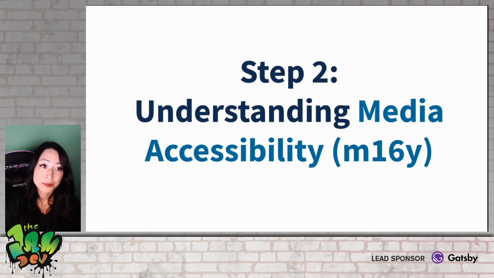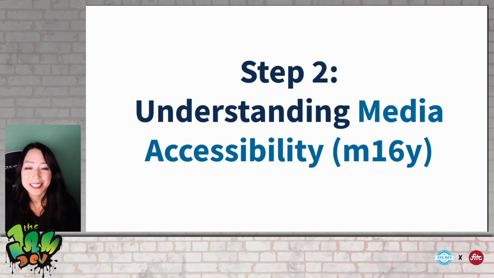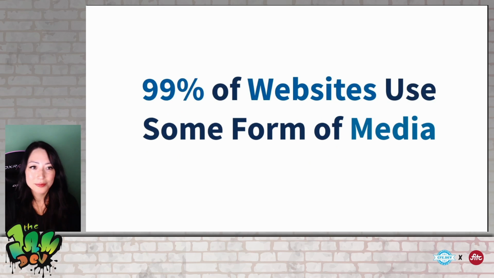Step 2. Accessibility plus visual web equals media accessibility. The term m16y was coined by Maya Shavin in the last few years when we realized there wasn't a word to describe accessibility specific to images and videos only. 99% of all websites use some form of media.